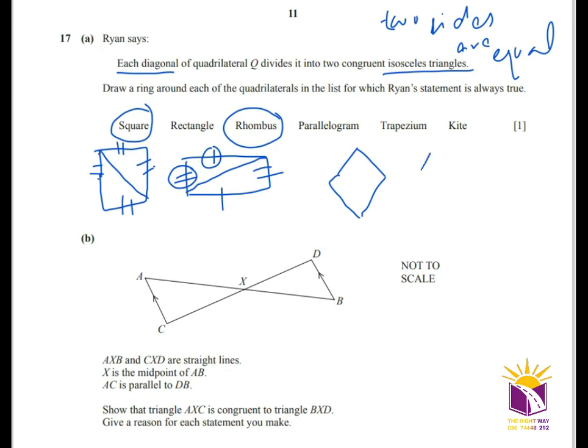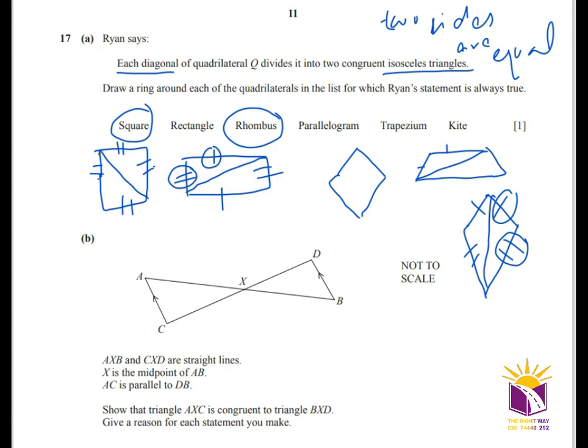Parallelogram is the tilted shape of a rectangle, so it is not going to form isosceles triangles. Trapezium is also not going to make isosceles triangles because in a trapezium these two sides are not always equal. And for the kite, two sides are equal, these two, and these two sides are equal. For this diagonal, the upper triangle and the lower triangle are isosceles. But for the other diagonal, these are not equal, so it is not an isosceles triangle.